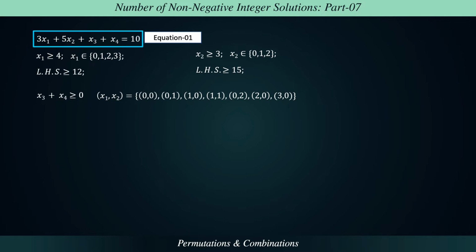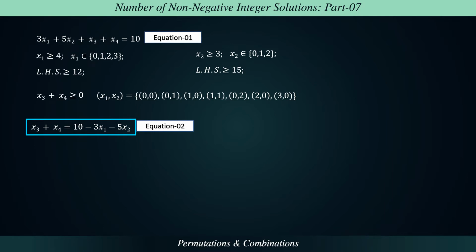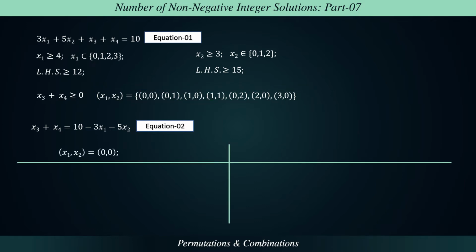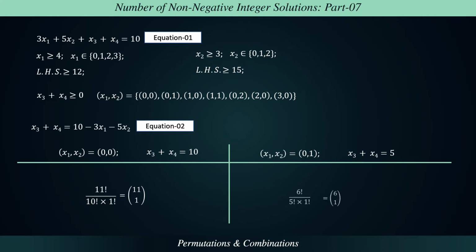Now we will move terms containing x1 and x2 to the right hand side of equation 1 to get equation 2. Now we have exactly 7 different ordered pair solutions for x1 and x2. When x1 equals 0 and x2 equals 0, x3 plus x4 equals 10, and the number of non-negative integer solutions of this equation is 11 factorial divided by the product of 10 factorial and 1 factorial. When x1 equals 0 and x2 equals 1, x3 plus x4 equals 5, and the number of non-negative integer solutions is 6 factorial divided by the product of 5 factorial and 1 factorial.